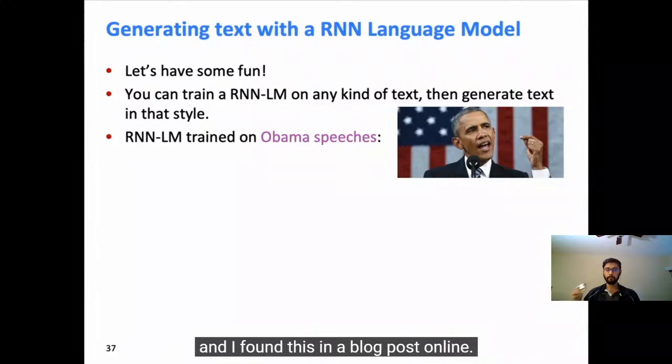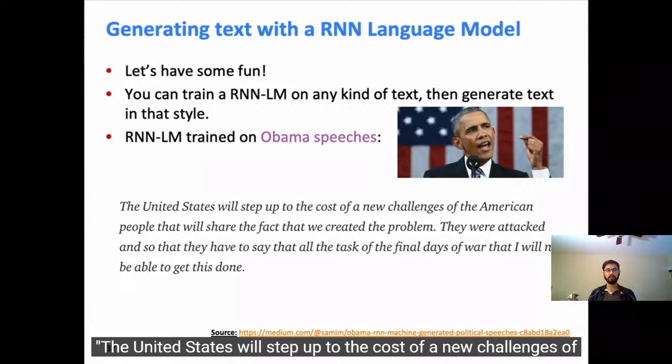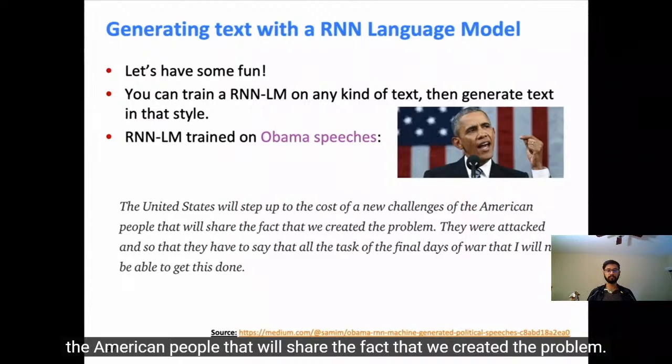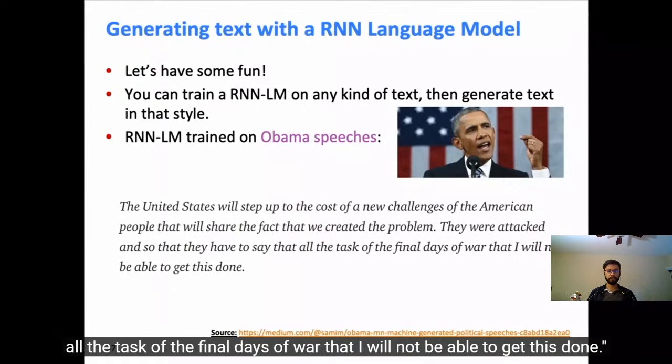So here's the text that the RNN language model generated. The United States will step up to the cost of new challenges of the American people that will share the fact that we created the problem. They were attacked, and so that they have to say that all the task of the final days of war, that I will not be able to get this done.